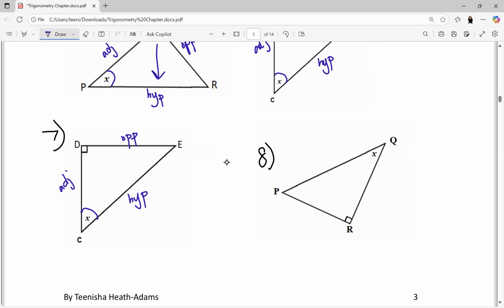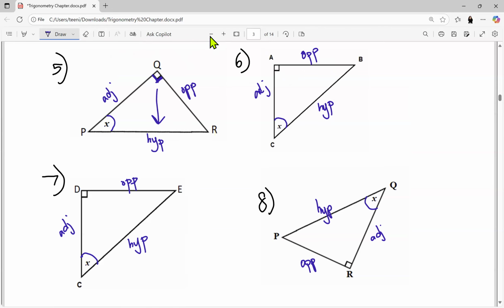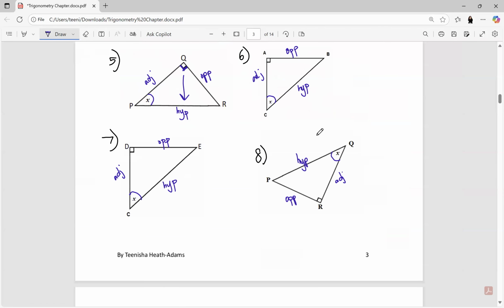Thank you. And Zane, in question eight, where is the hypotenuse? PQ, miss. That's right. And then the opposite is? PR. That's right. And then the third side is the adjacent. Good. Does everybody think they're okay with identifying the sides in the right angle triangle?